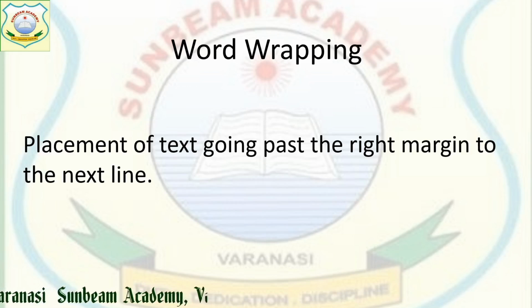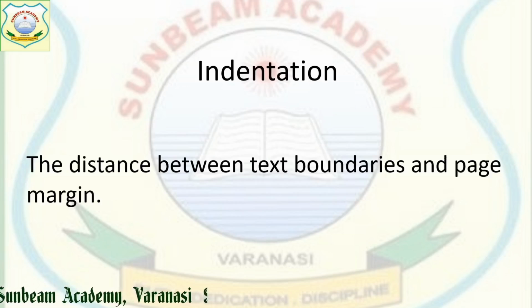That is placement of the text. When it reaches the right margin, automatically it shifts towards the next line. This is known as word wrapping. Next is indentation. Indentation is the distance between text boundaries and the page margins.